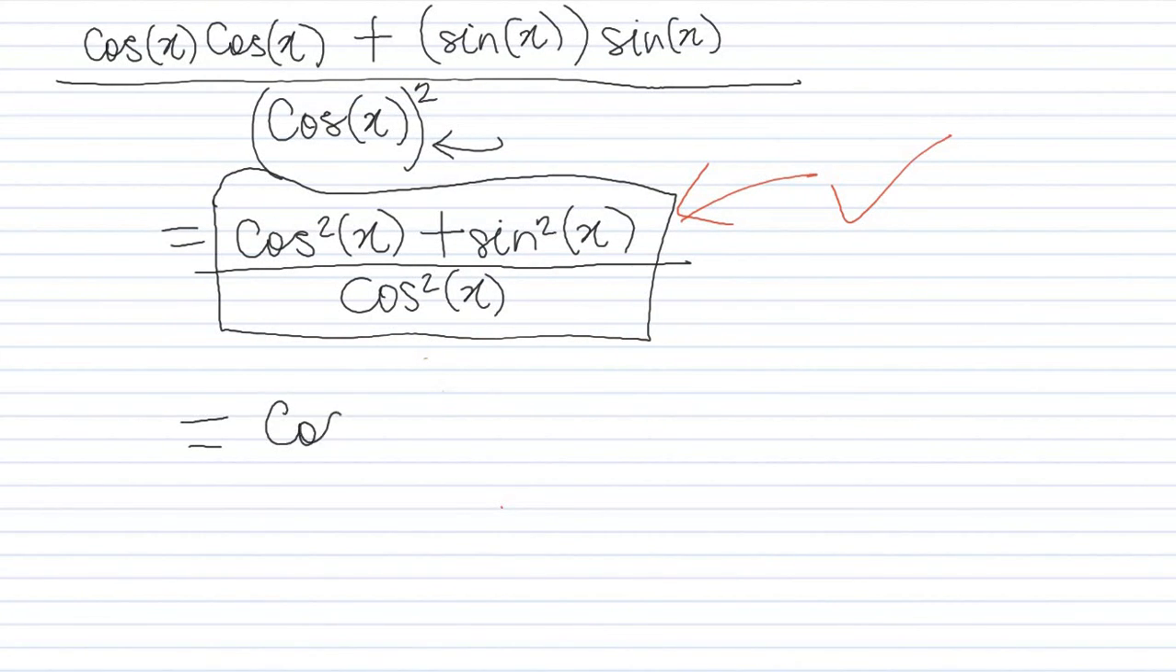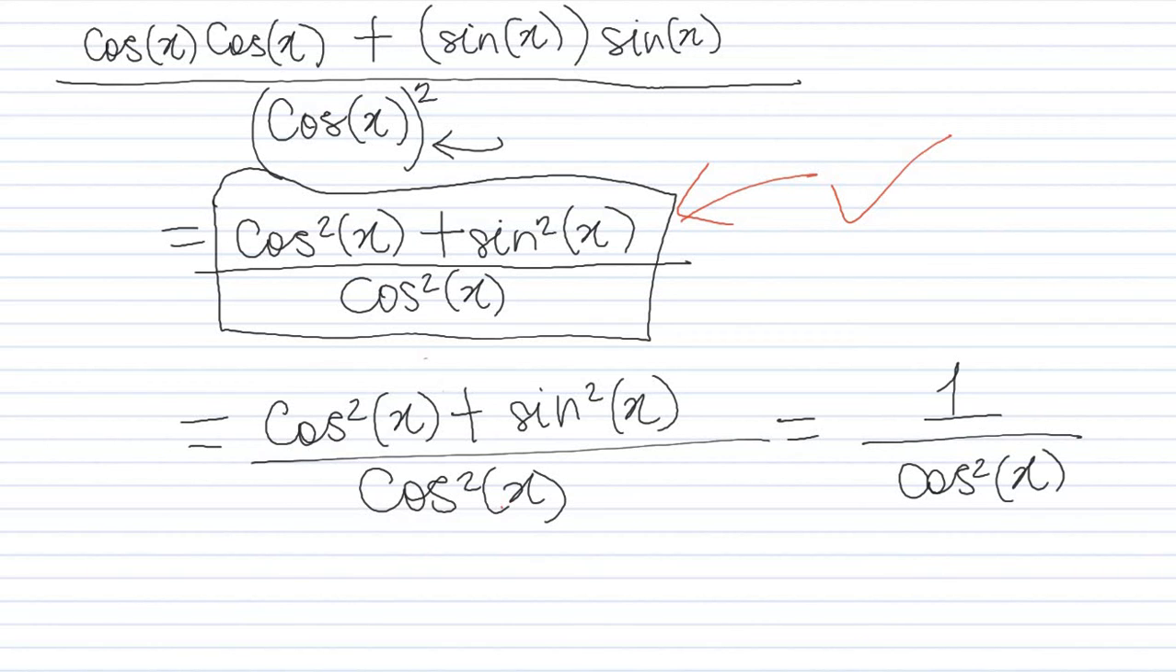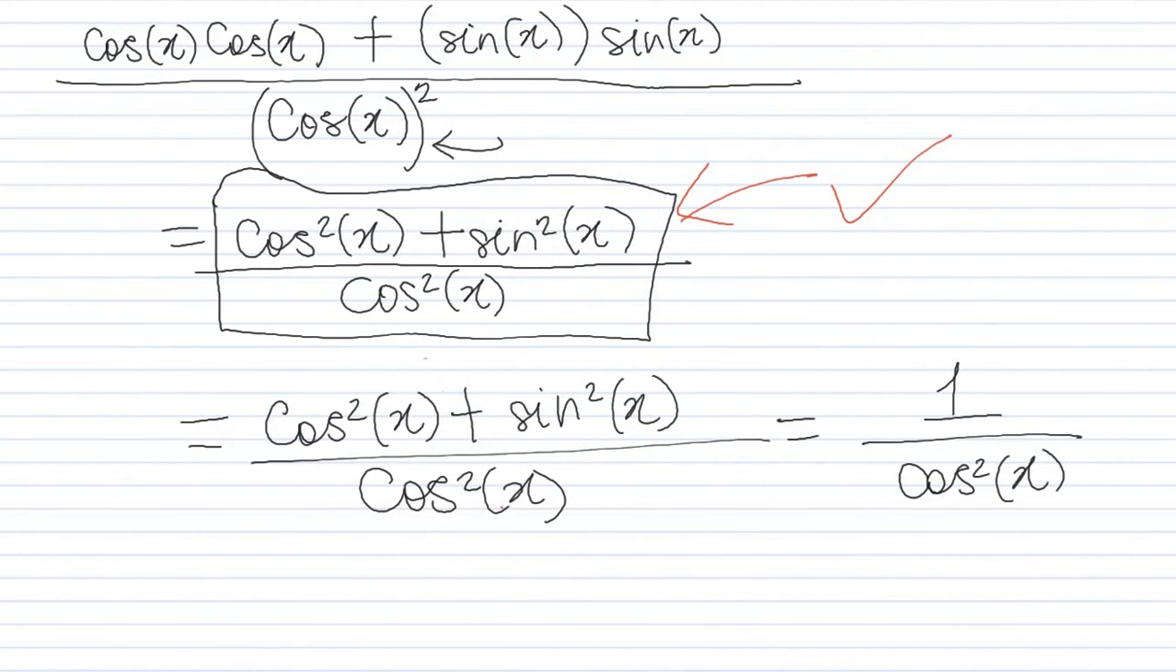So we rewrite this here: cosine squared of x plus sine squared of x, which equals 1, over cosine squared of x. It's the same thing as having 1 over cosine squared of x. So hence, this is a breakdown of the answer. Now we can go to our previous page and see, is there a way for us to break this 1 over cosine squared of x further?